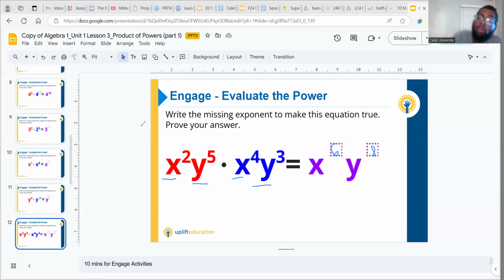We can always separate them to make it easier. For those who might be struggling with breaking them apart, we can just separate them. We could do x squared times x to the 4. So x squared times x to the 4 will be x to the 6th. Same thing, we'll do y to the 5th times y cubed. This is now going to be y to the 8th.